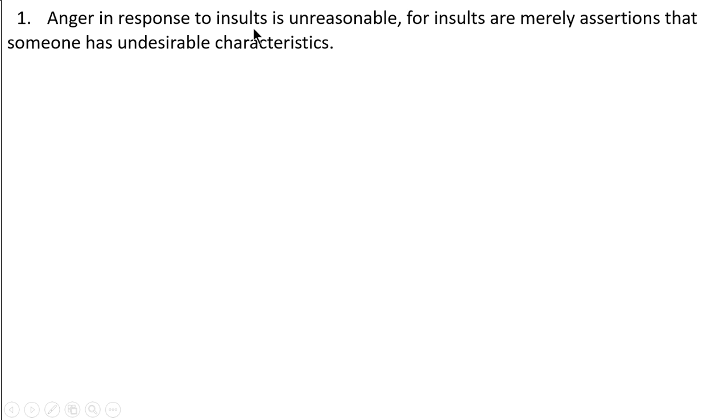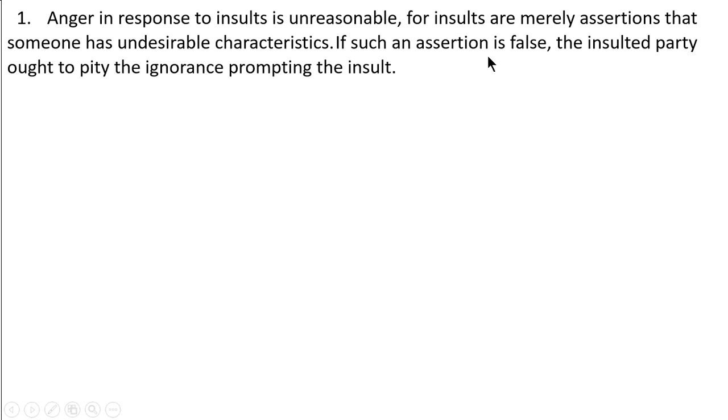Anger in response to insults is unreasonable, for insults are merely assertions that someone has undesirable characteristics. It says that if a party insults the other person, then anger is not the right response. Why? Because insults are basically just a thinking that a person has undesirable characteristics.